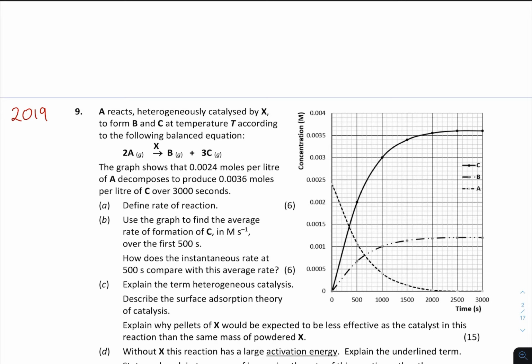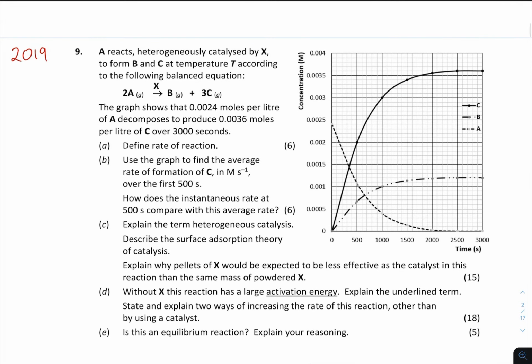Rates of reactions came up in the experiment section. Usually when it comes up in the experiments, it will not come up in the long questions, and vice versa. If it comes up in long questions, it doesn't come up in the experiment section. So 2020, it came up as an experiment question, so therefore 2019 was the last time it came up as a theory question. You're given a graph here.